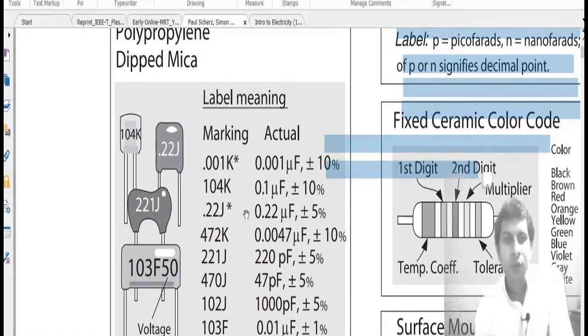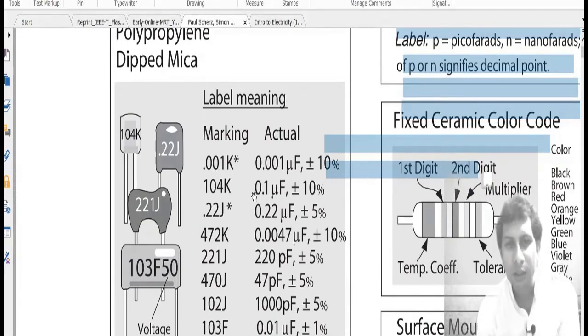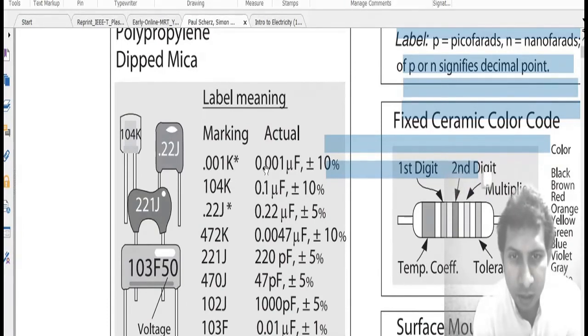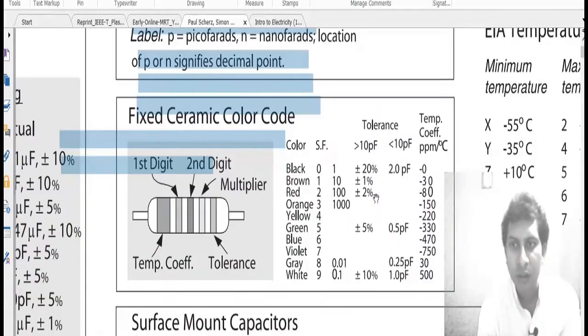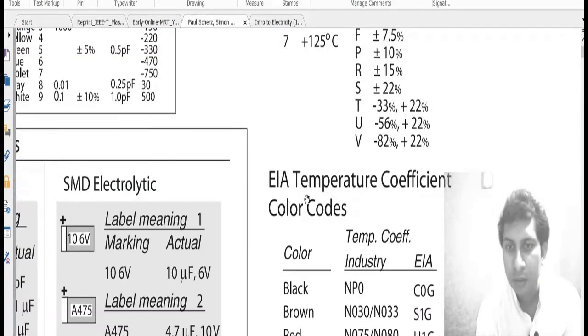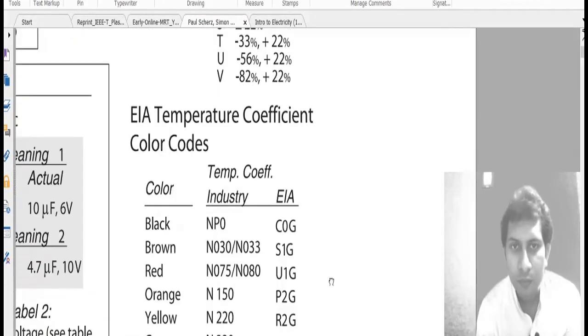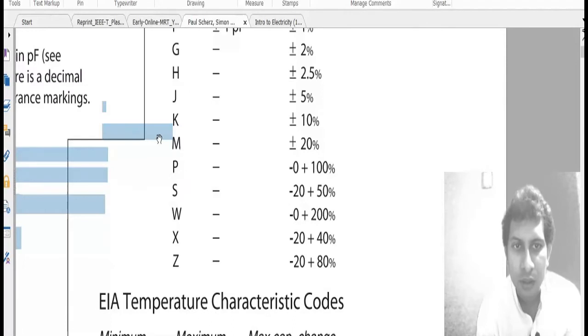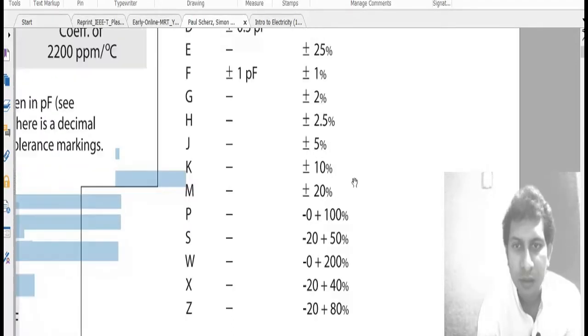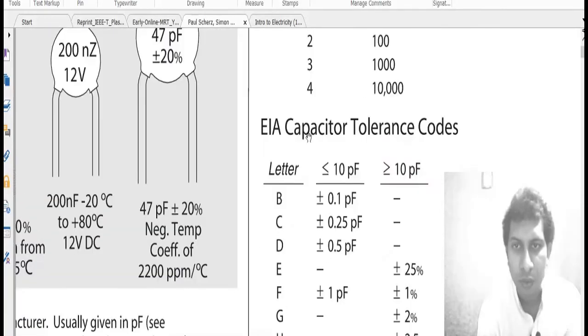Okay. So what does it mean? 0.001K means 0.001 microfarad, and K is from the tolerance part. You can have this K as plus minus 10% from the tolerance code. Okay.